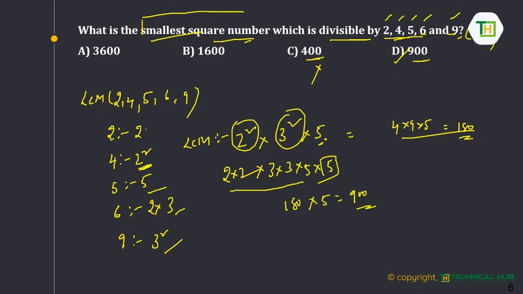To make any number a perfect square, I need that number 2 times. If it's not there, simply multiply that number. Then that number becomes a perfect square. Okay. So the answer for this question is option D. You can follow the option verification method.